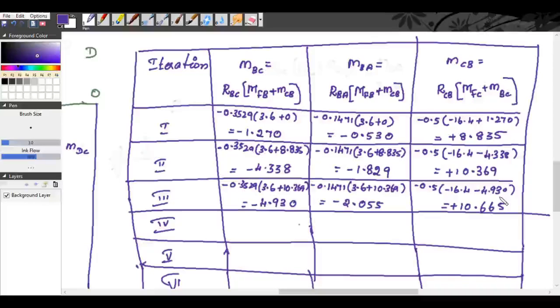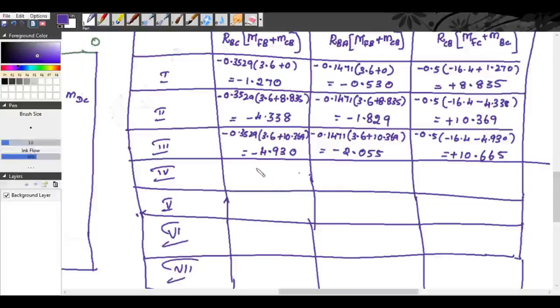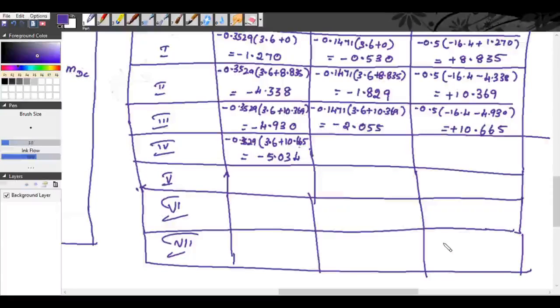Similarly, for the fourth iteration, minus 0.3529 multiplied by 3.6, now plus 10.665. We get minus 5.034. Similarly, you have to proceed with this for all the 7 iterations. You can stop with 5. If you want more accurate results, you can continue. I will give you the values now. You can proceed with the same procedure.